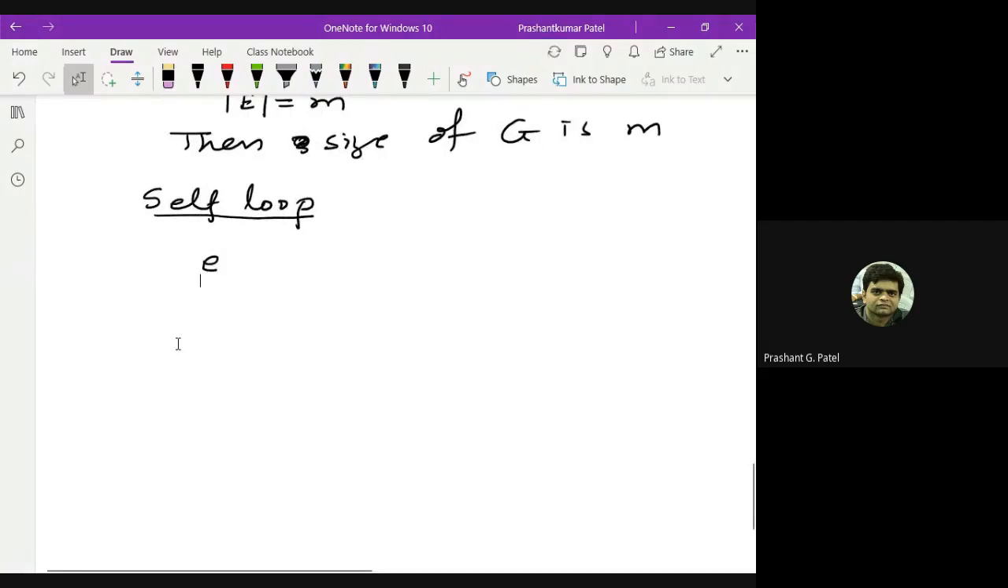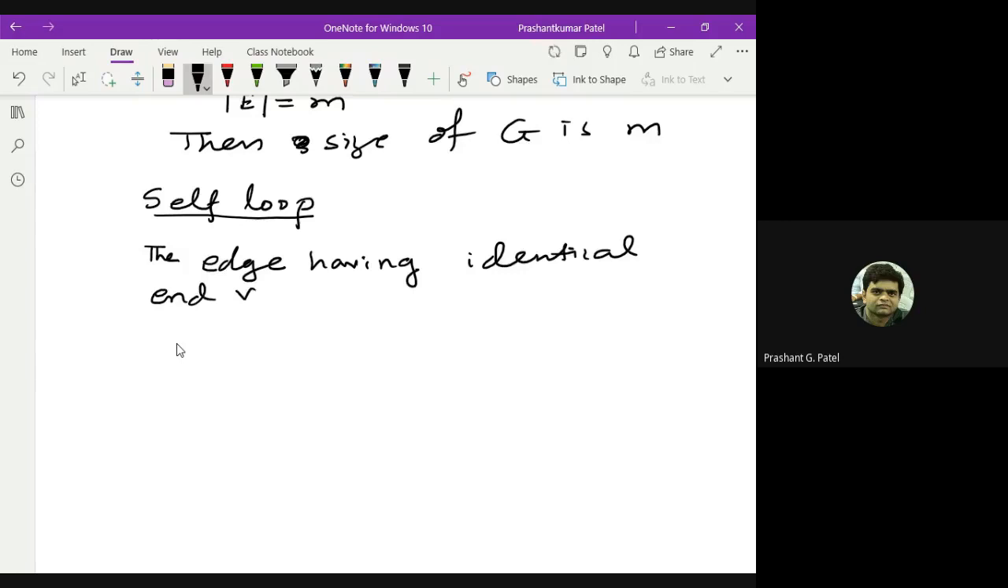So, what is the definition? The edge having identical end vertices is called the self loop.